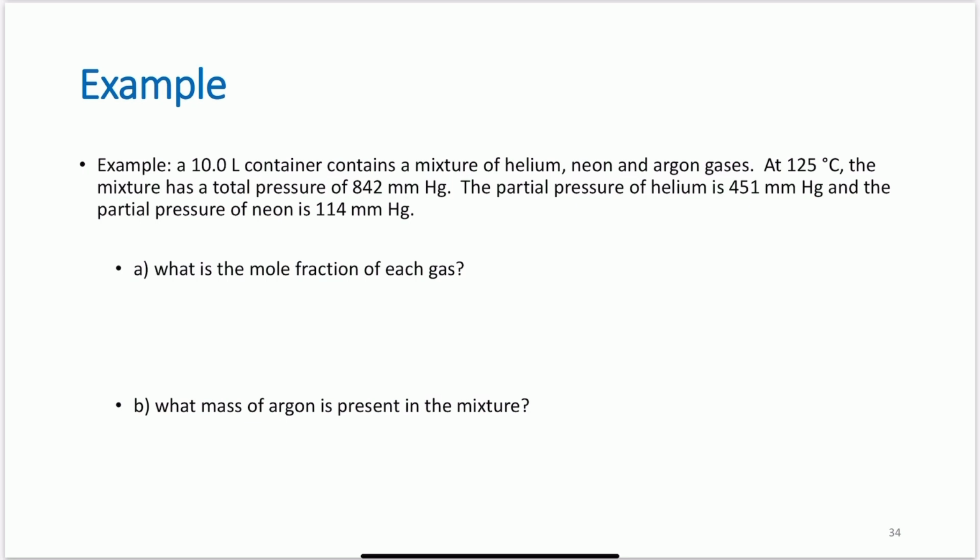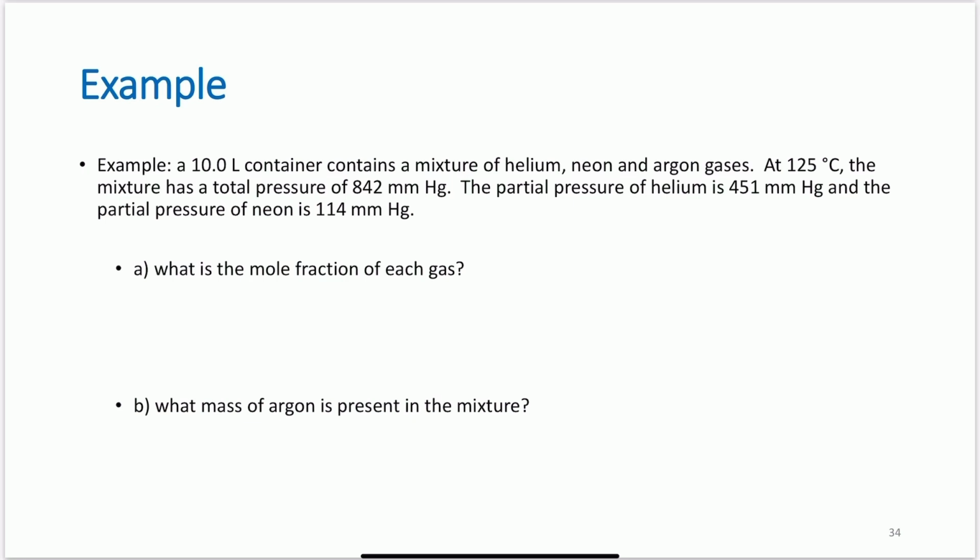A 10-liter container contains a mixture of helium, neon, and argon gases. At 125 degrees C, the mixture has a total pressure of 842 millimeters of mercury. The partial pressure of helium is 451 millimeters of mercury. The partial pressure of neon is 114 millimeters of mercury. The first thing I want to know is what is the mole fraction of each gas in the mixture.